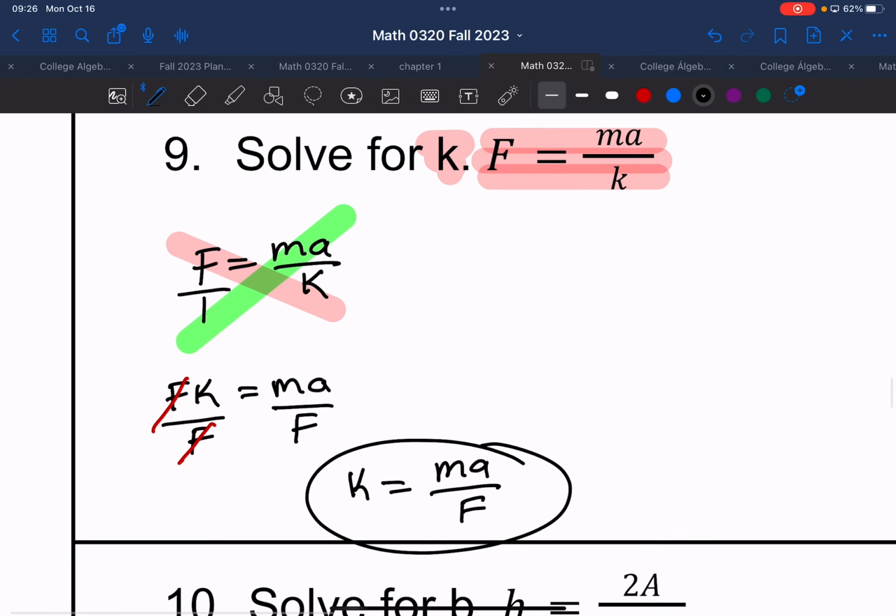So here, we're not getting numerical answers. We're manipulating a formula and having it equal to a different letter, different variable. So that function there, F equals MA over K, it's the same as K equals MA over F, except we have K by itself versus F.